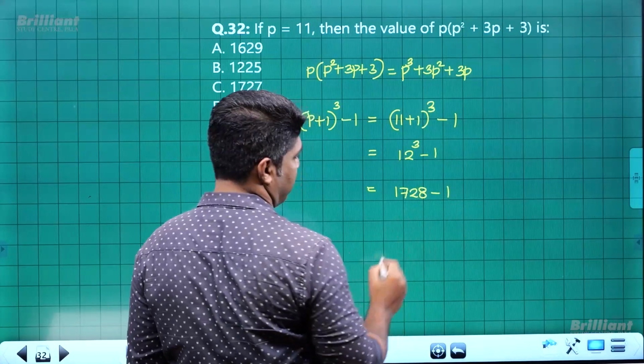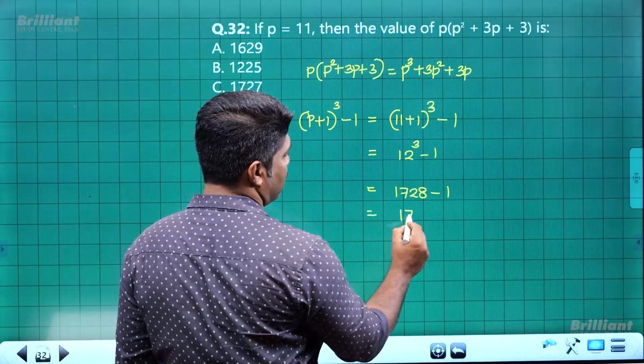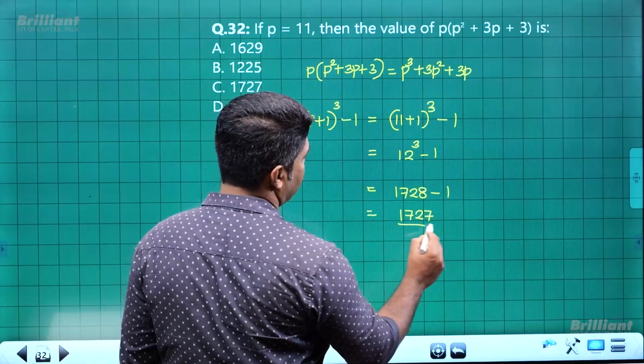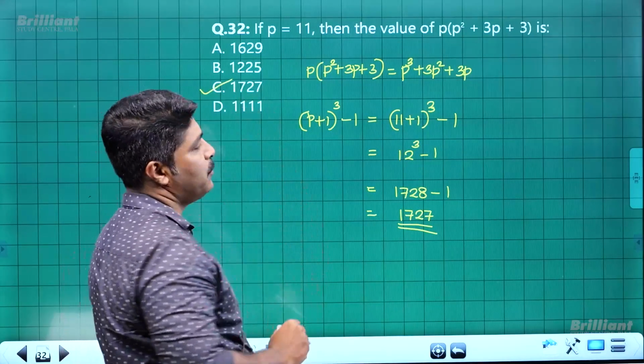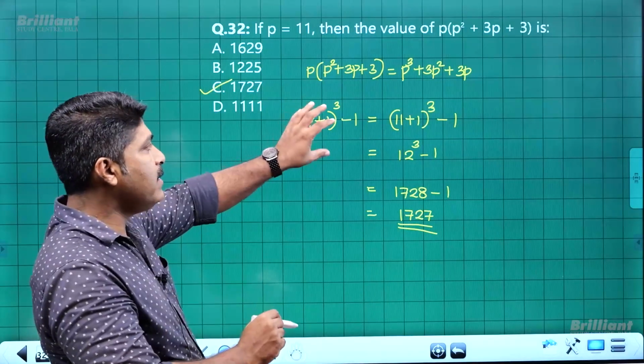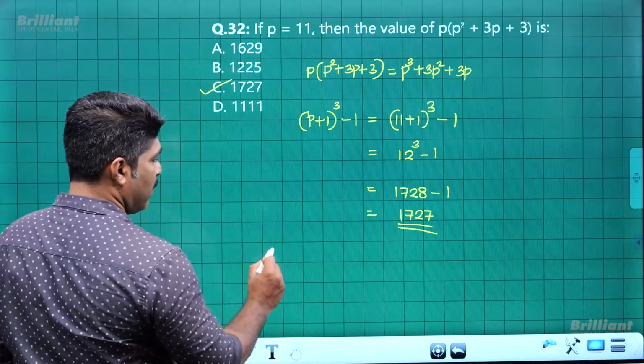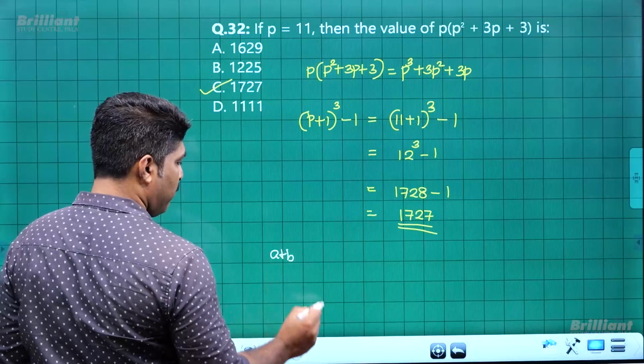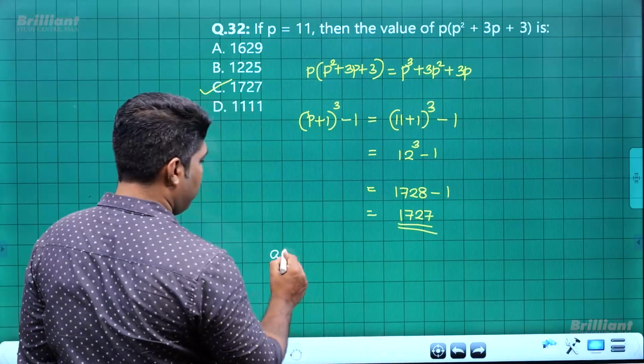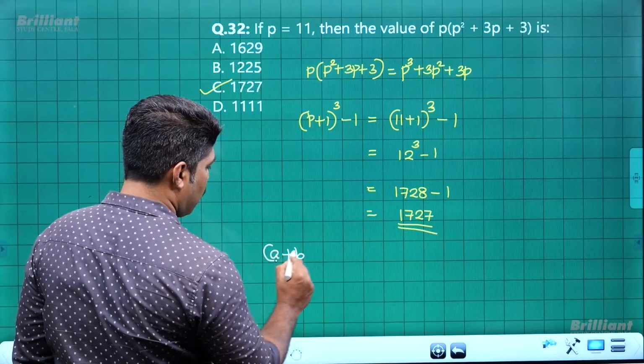1728 minus 1. What is it? 1727. So we have the value 1727. So how did we apply this identity here? Just recall the identity (A plus B) the whole cube.